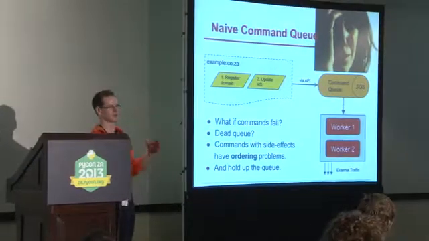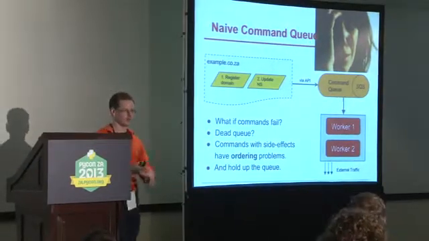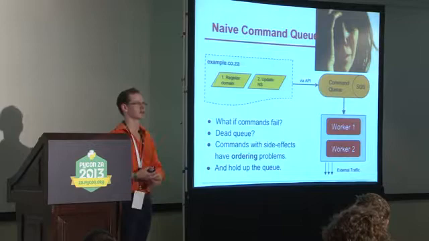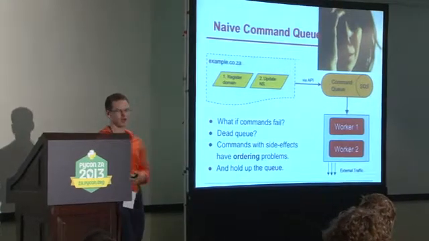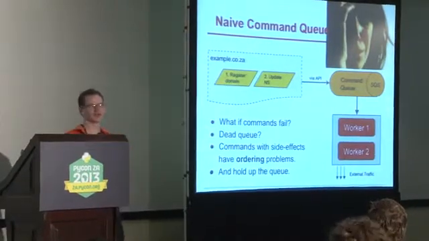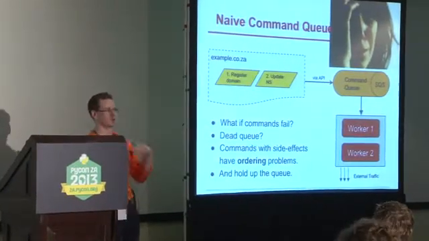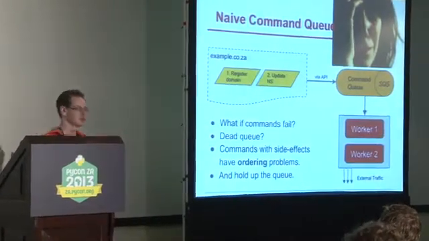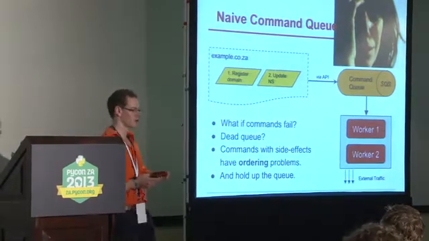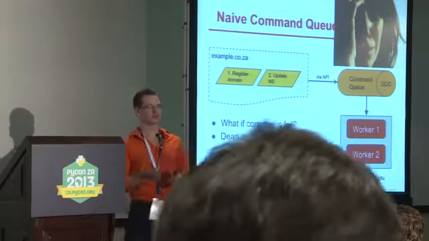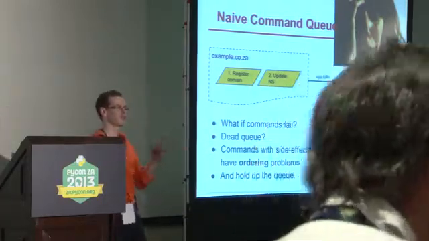We would put in commands like register or update these name servers or change this contact, and our workers would pick those commands up. And that worked fine for a while, but pretty soon we had ordering problems when we tried to bring stuff down and back up again, because these commands had side effects. If you say my phone number is 123 and now you say it's 456, if any of those commands fail, what do you do with the command?